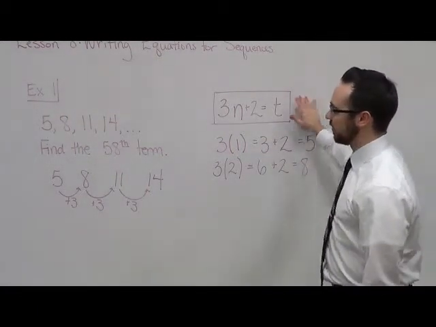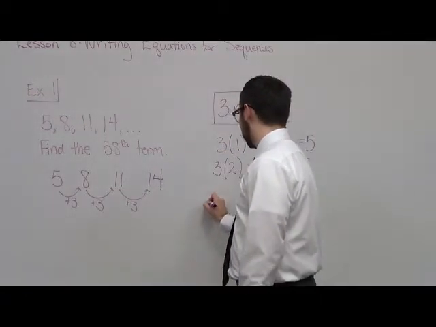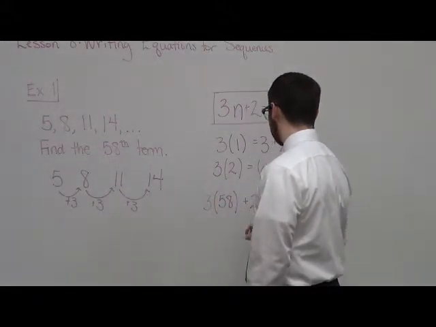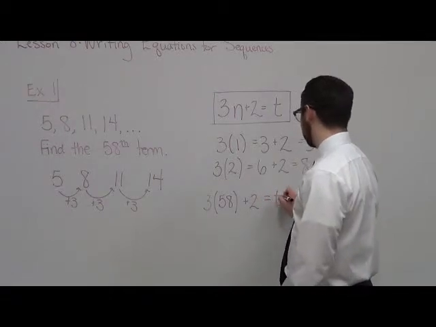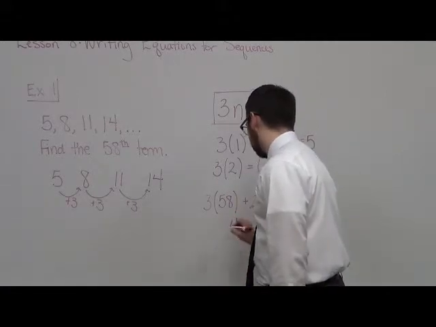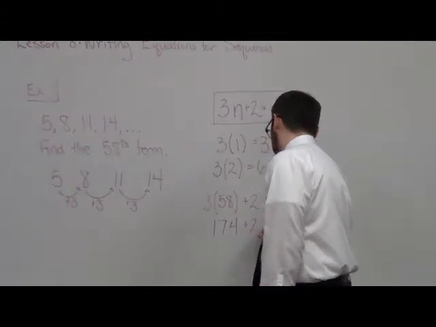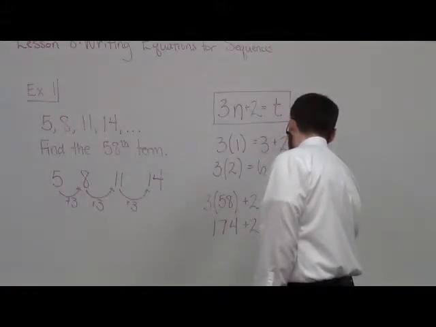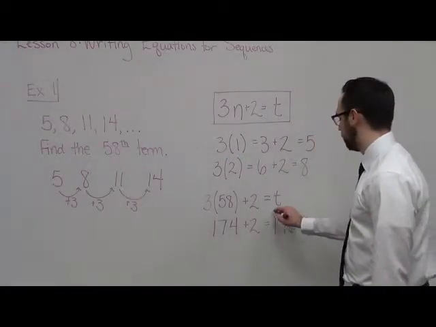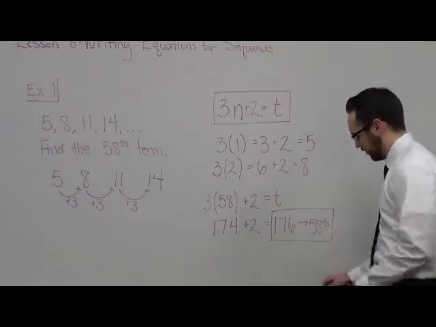So that's our equation. Now I want to find the 58th term. So I plug in 3 times 58 plus 2, and that's going to get me that term value. So 3 times 58 is 174, plus 2 is going to get me 176. 176 is the 58th term. So this is our final answer that we were looking for, that 58th term.